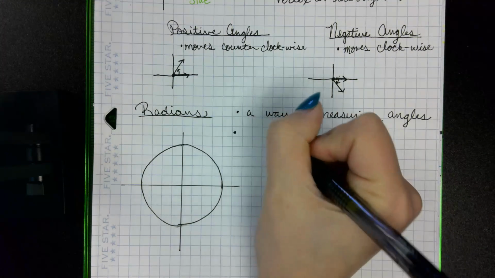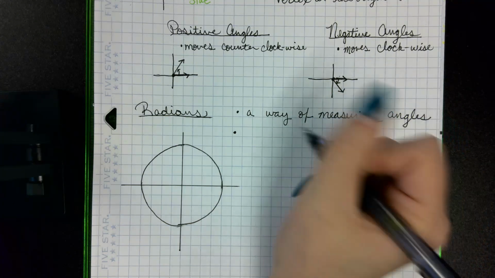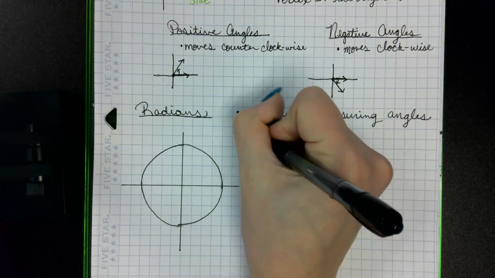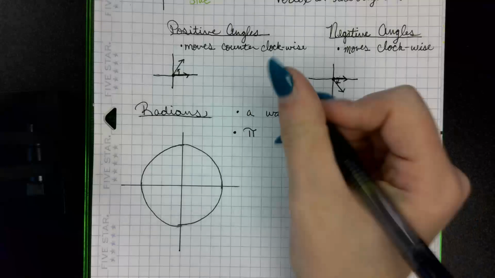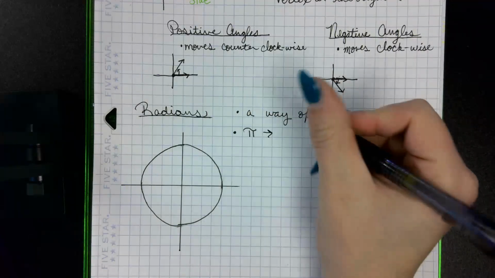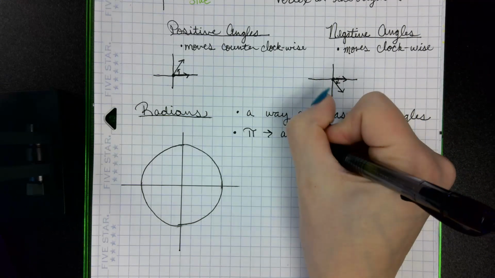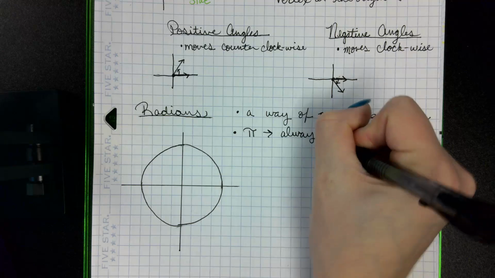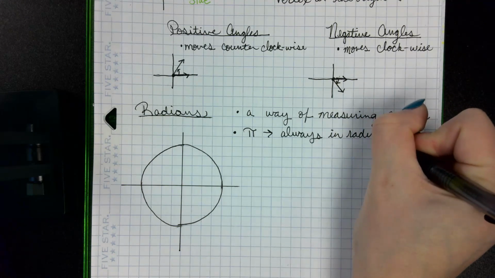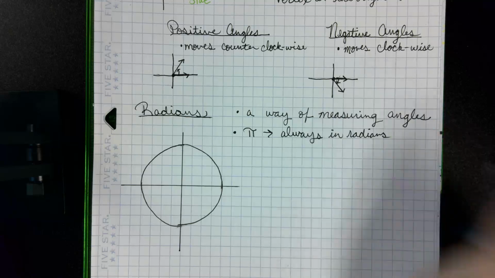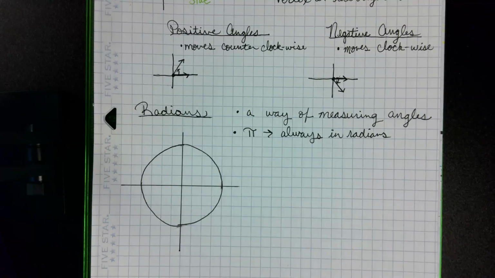And something you definitely need to associate with radians is pi. The symbol pi. Because if you see pi, that is your indicator that's a radian, or in radian mode, or you're using radians. Always in radians. So your radian measure will always have a pi in it.